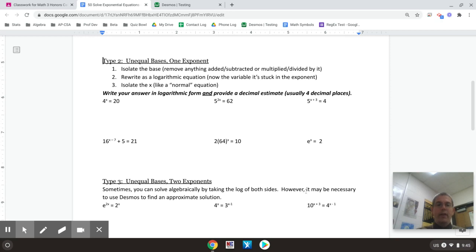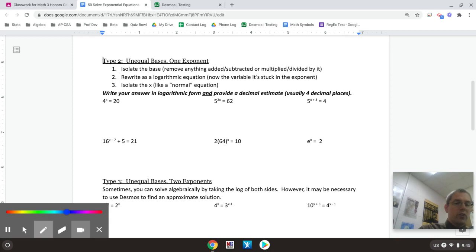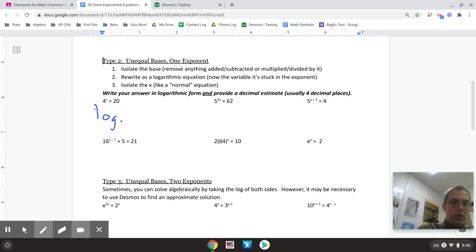Okay, what I have here for these problems is we do not have equal bases. So we're going to need to rewrite it as a logarithm. If I rewrite it as a logarithm, you can recall my base is 4. So I have a log base 4. And then the other two numbers switch places. The base stays put, the other things switch. So the 20 gets put right there with the log, and the x gets put over there by itself.